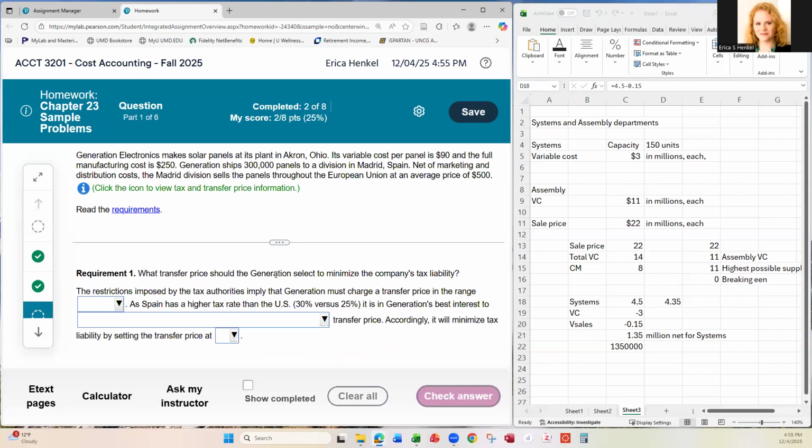Okay, so if we have limited capacity, or if we can sell everything we make, then we do not want to have a transfer price of less than what we can get for it selling it to somebody else, theoretically, right? Okay. So this then is our last problem here.